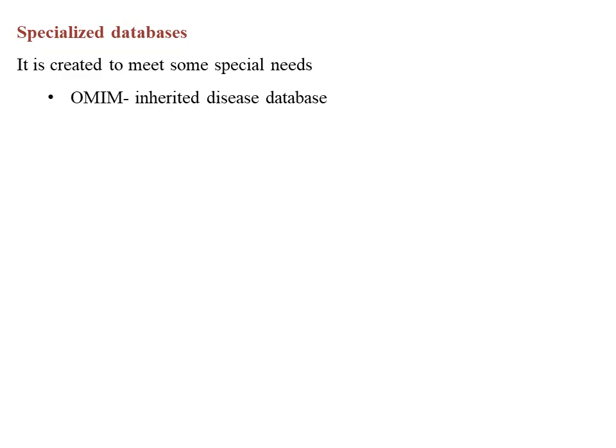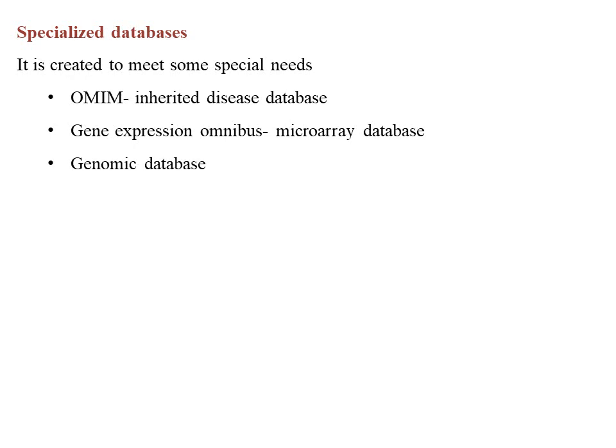And there are also some specialized databases, for example, created for special needs of interest. For example, OMIM, that is Online Mendelian Inheritance in Man, which has information related to inherited diseases, and the Gene Expression Omnibus, that is a microarray database, and the genomic databases, and also FlyBase. They have information regarding Drosophila melanogaster, and the HIV sequence databases, and ribosomal database projects.